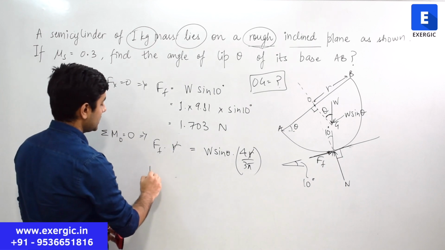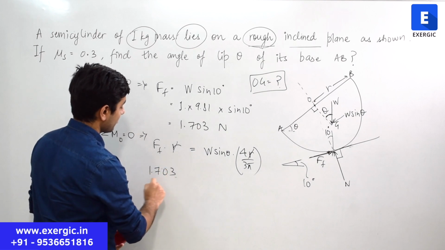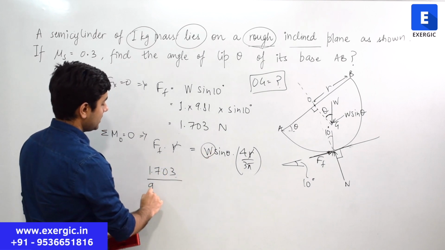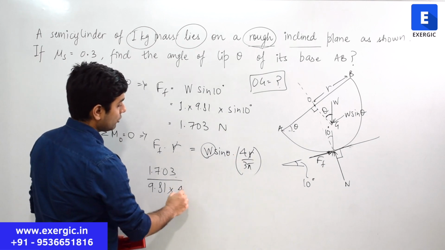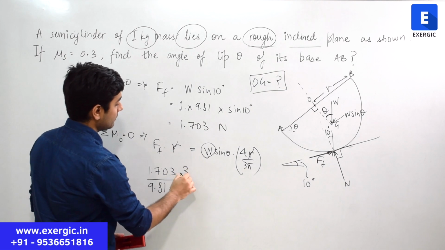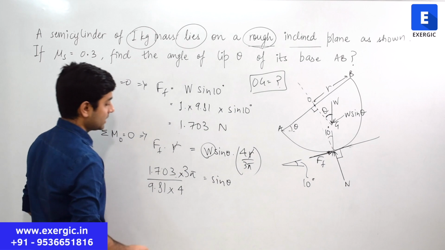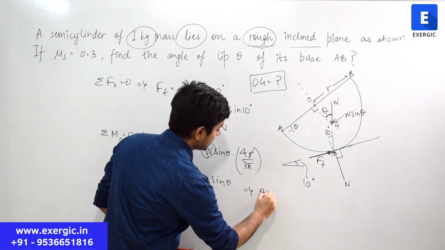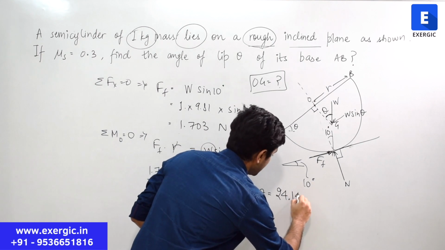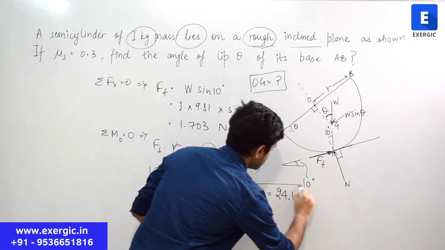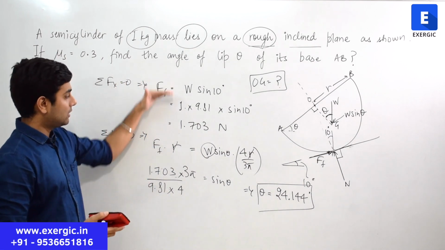F we have calculated as 1.703, divided by W which is 9.81, multiplied by 4 will come in the denominator, 3 will go, 3 pi will go in the numerator. This will be equal to sin theta, right? And when you solve it, the value of theta you will get as 24.144 degrees.